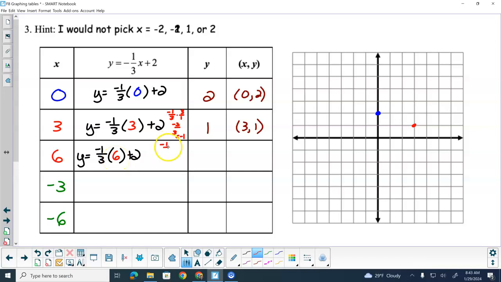-1/3 times 6/1 gives me -6 divided by 3, which is -2. -2 plus 2 is 0. This would be 6, 0.